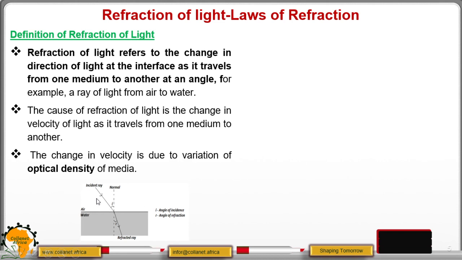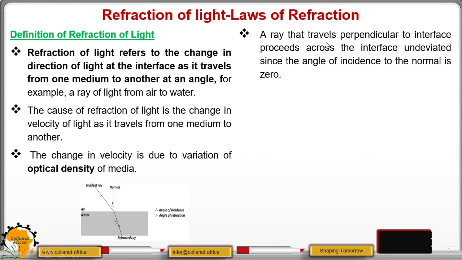So we have it here. We have a ray that is coming from the air, that is the incident ray. As it passes through the interface to water, you find that there is change in direction because the velocity in air and water is not the same. So as it touches the water, the velocity of light will change, and that causes the bending, or it causes the change in direction.